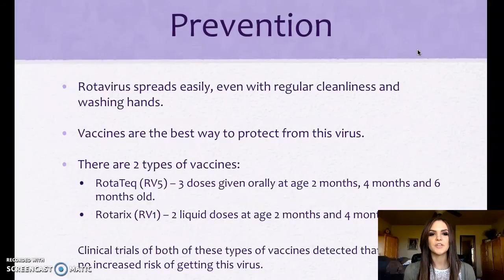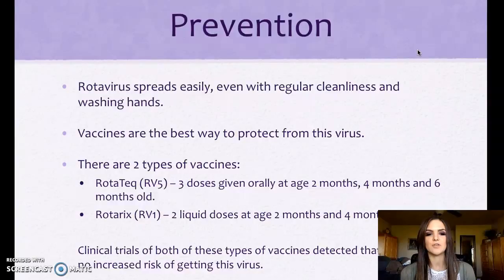For prevention, rotavirus can spread really easily, and even regular cleanliness like showering and hand washing doesn't really help because it can still spread pretty easily. The vaccine is the best way to protect against this virus.